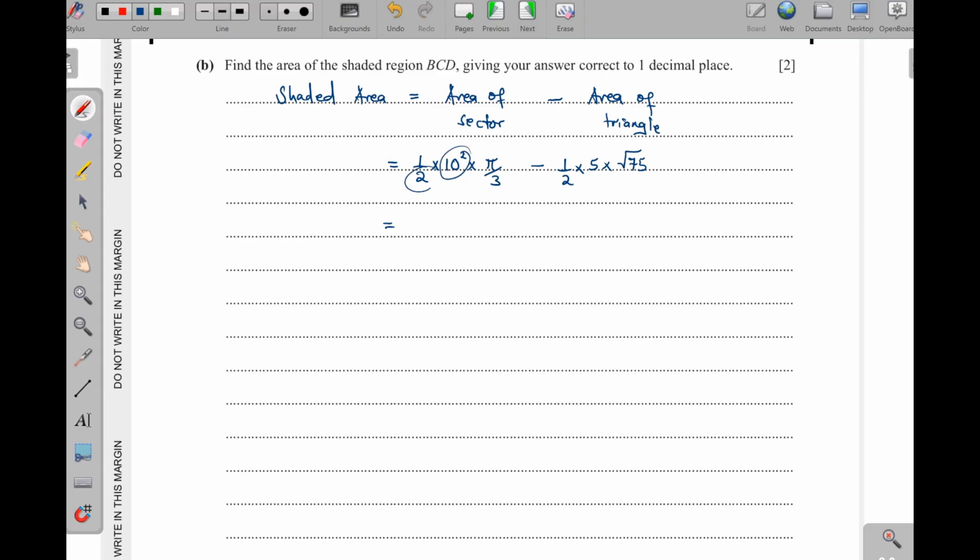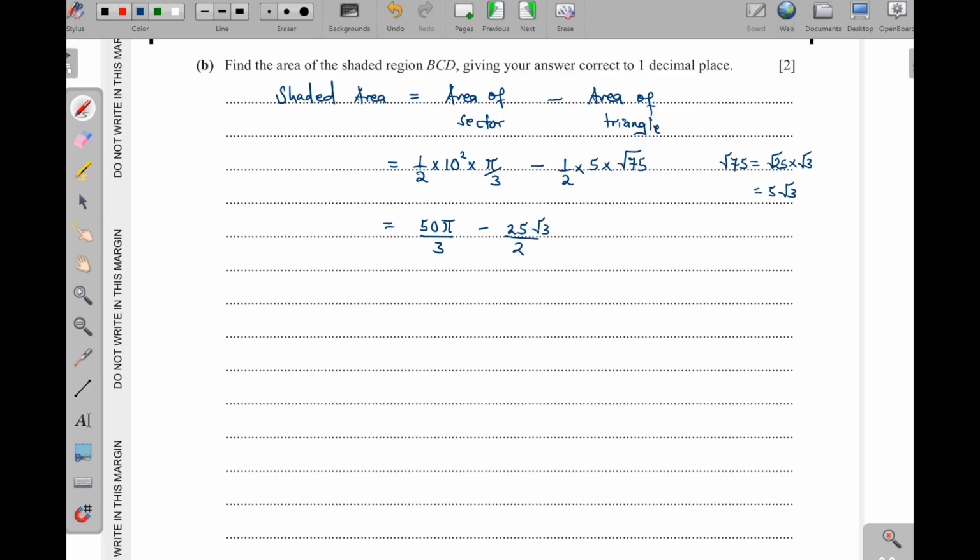Okay, then we can put everything in the calculator here, or I can first simplify here. This is 100 divided by 2. Isn't that 50? So we have 50 pi over 3. And then here, root of 75 is the same as root of 25 times root of 3, because 25 times 3 gives you 75, not so. So this is 5 root of 3. Now, 5 times this 5, you get 25. So we can have 25 root of 3, then out of 2.